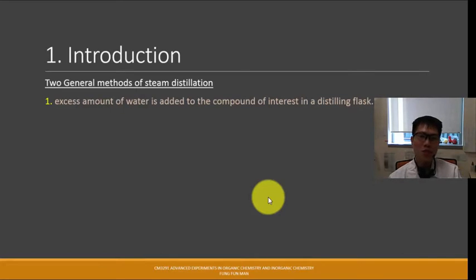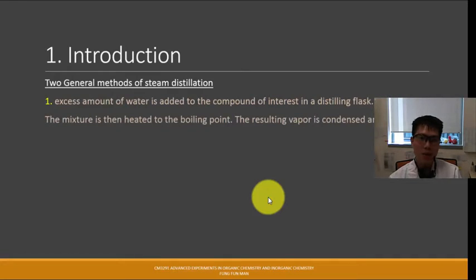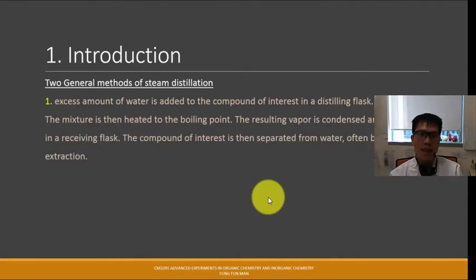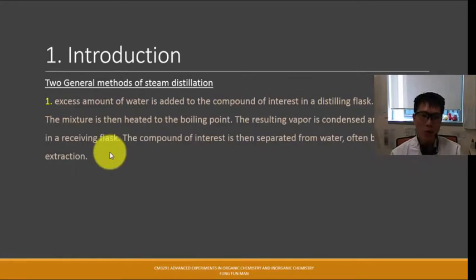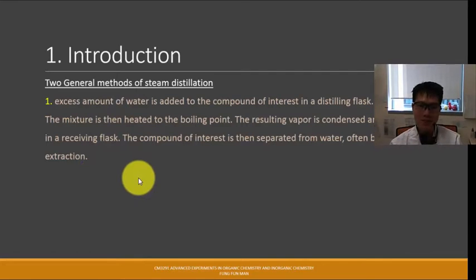Now the mixture is heated to the boiling point, and then we collect the vapor, which is then condensed, and we get the liquid. And then the compound of interest will be separated from the water, and normally we use extraction in this case.